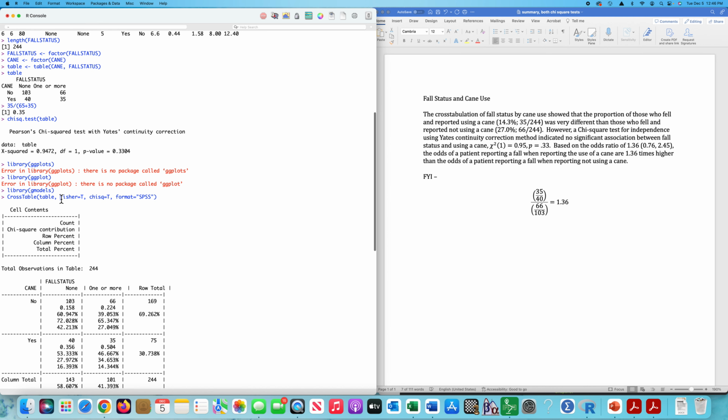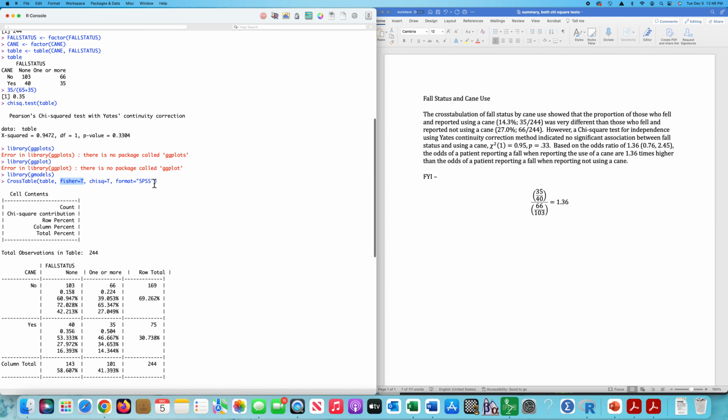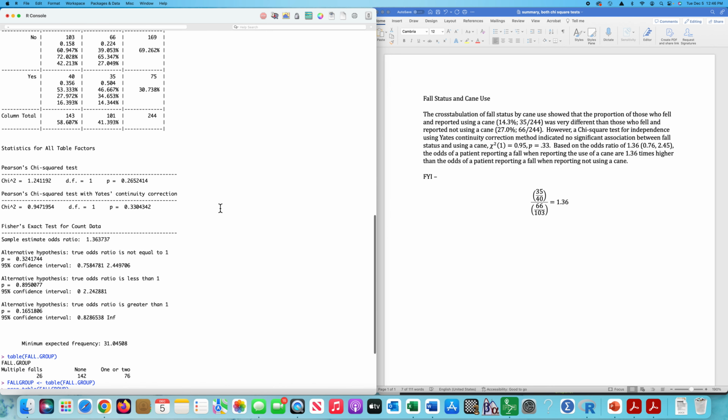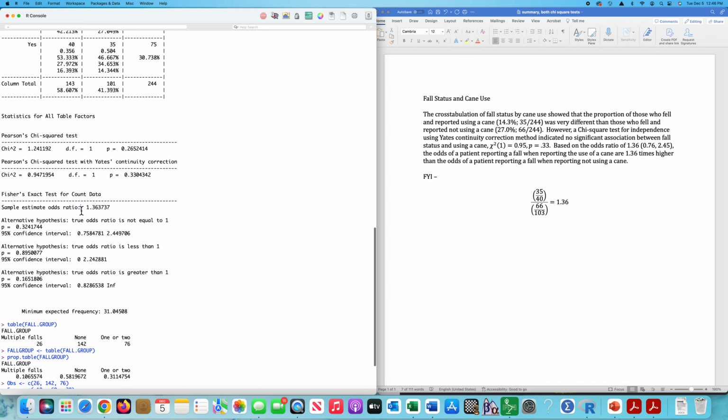To get what I need, I have to set Fisher equal true and chi-square equal true, and then format equal SPSS in quotation marks. So I can come down to the cool stuff, again, continuity correction right here. And the sample estimate for the odds ratio is 1.36. The 95% confidence interval is 0.76 to 2.45, which I have reported.